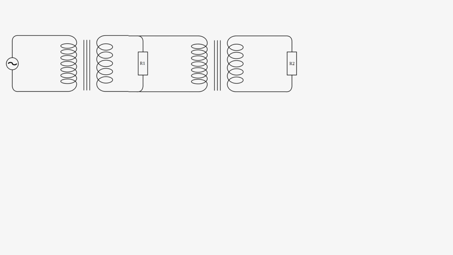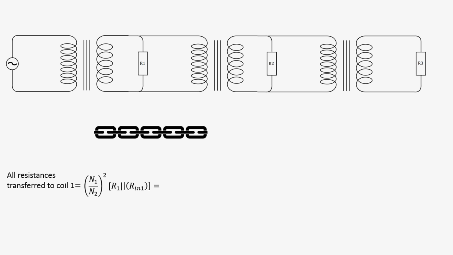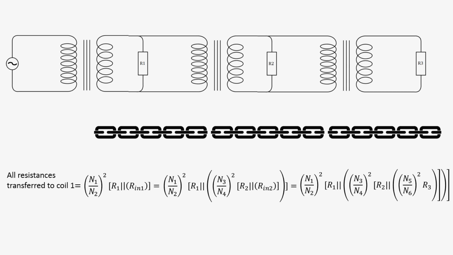However, with power systems, we don't deal with one transformer. We deal with multiple transformers. And this means that even a couple of transformers leads to a ridiculous amount of equations. Say, for example, you just want to take the resistances and transfer them all to the left side of this circuit. You end up creating a chain of equations, which is very easy to get lost in. That's where per unit comes in.